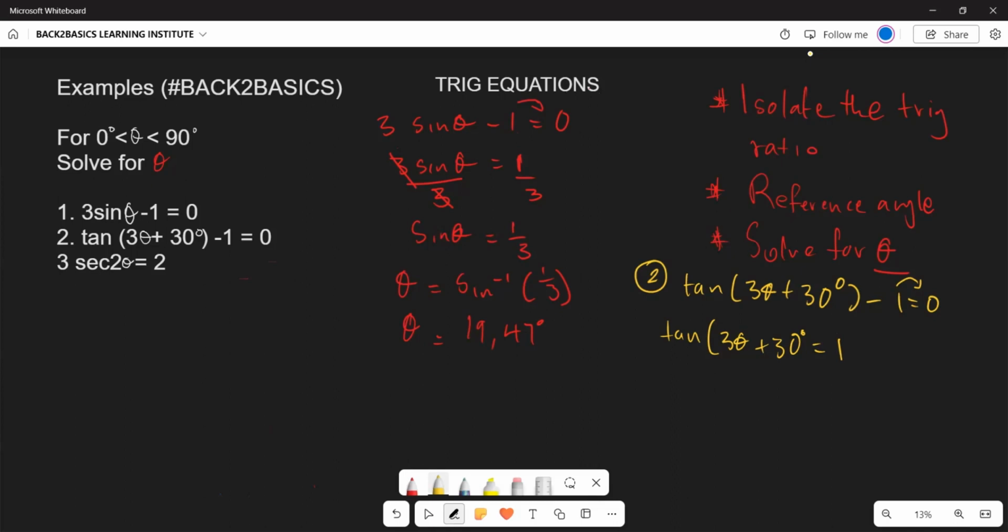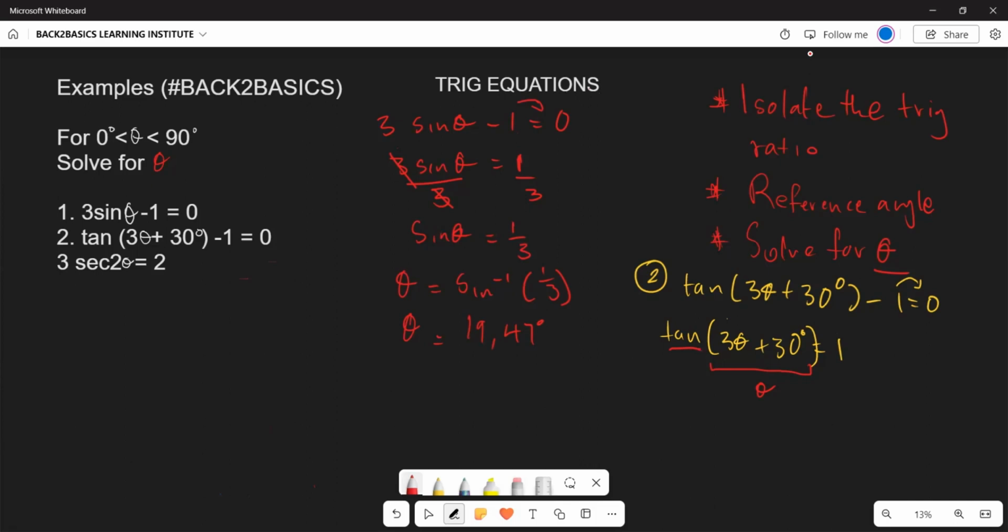One thing that you need to know: remember this is tan of something, which means you can refer to this entire thing as your theta. And if you refer to this entire thing as your theta, you are then going to find the reference angle of 1. After you have found the reference angle of 1, then you're going to solve.